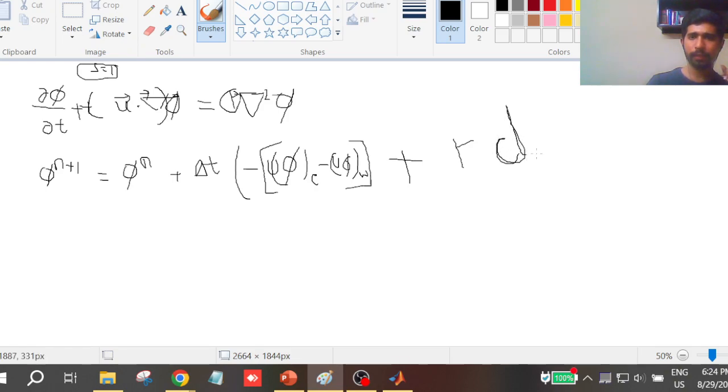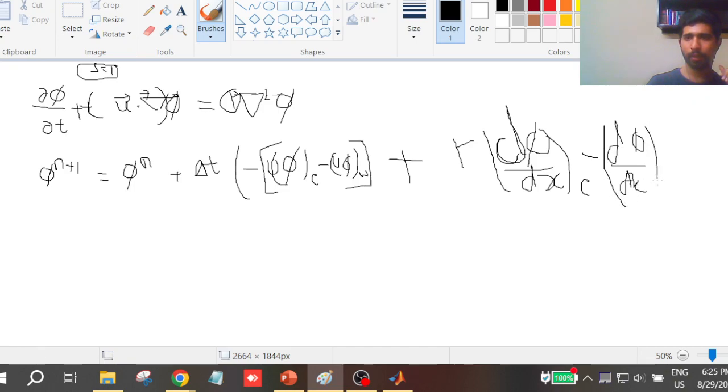d phi by dx at east minus d phi by dx at the west face. Now you will again apply the first order difference, forward difference. So that you will apply for this, that phi into capital E minus phi of capital P divided by delta x, so that anyway you know very well. So anyway, that I will not discuss. So this is the whole thing, and let me put the bracket here.